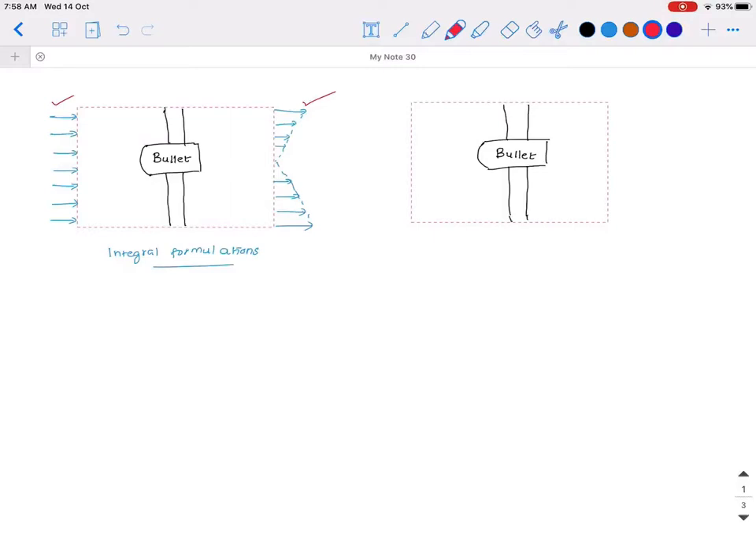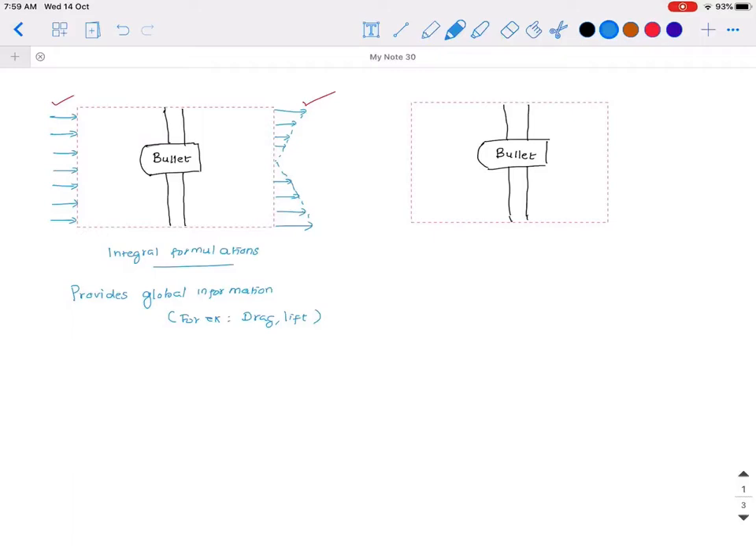So from this we can get global information like drag force or lift acting on the bullet. So integral formulation will provide global information. By global information, for example, we are talking about drag or lift or these global quantities.